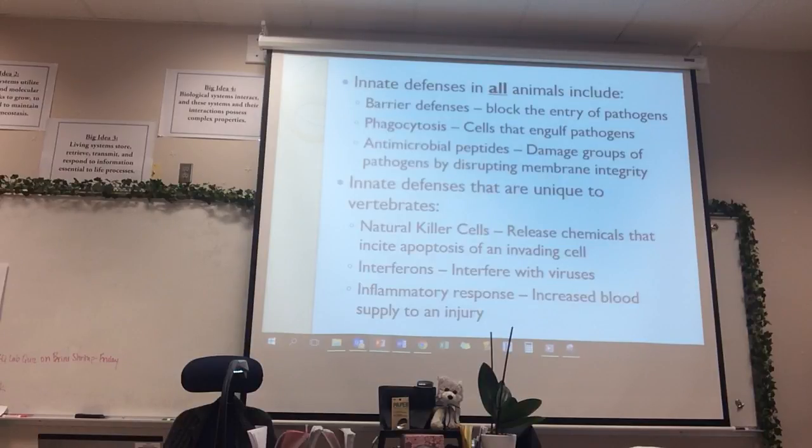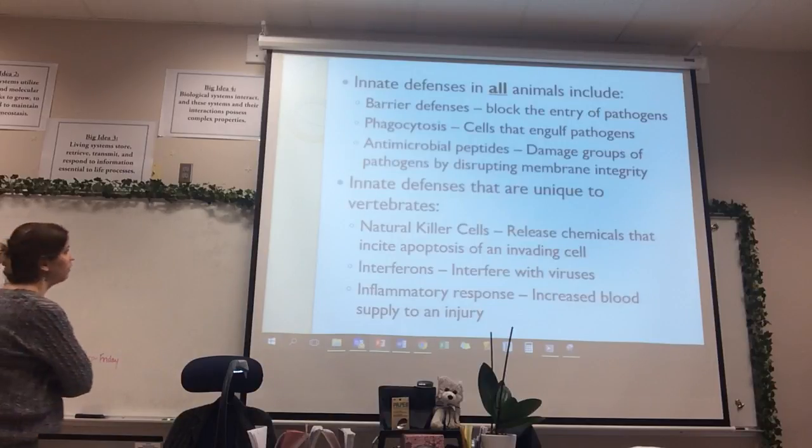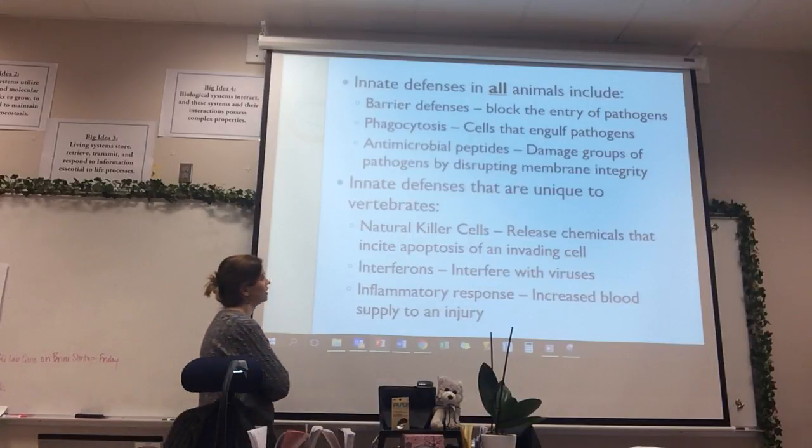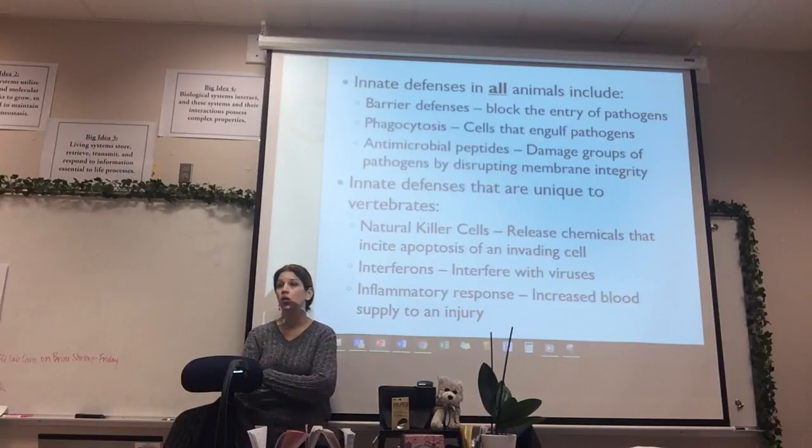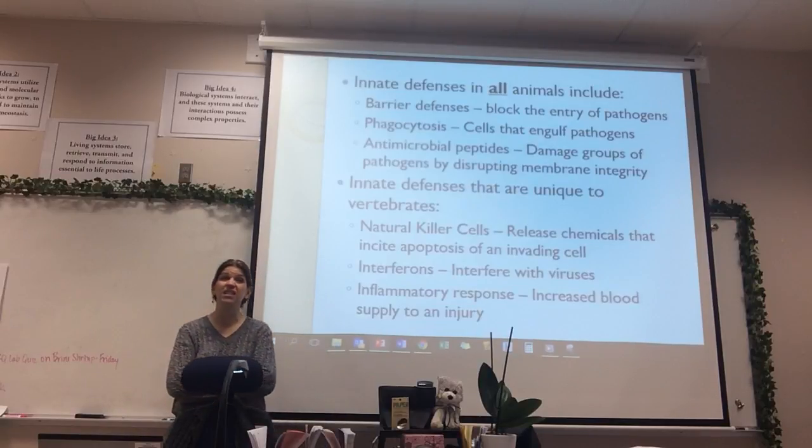Unique to vertebrates, there are also innate defenses called natural killer cells, NKCs. Those guys are floating around your body. I love that I have things floating around my body called NKCs. I think that's awesome. They release chemicals that cause apoptosis of an invading cell or cause apoptosis of self cells if they're sick.